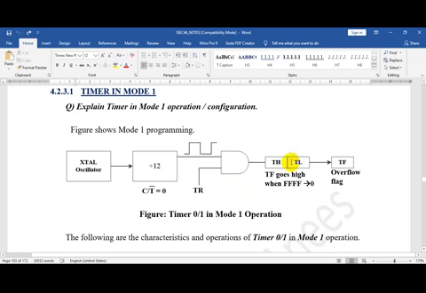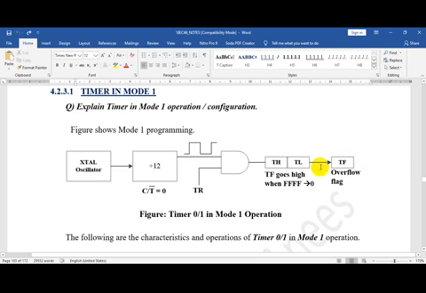So what will you do? You will load the required value in TH and TL register. Once you start this timer, that is when you make this bit 1, the timer starts counting up, and when the timer reaches FF and overflows to 0, the timer overflow flag becomes high. It will make this TF bit high. If you are using timer 0, it will make TF0 bit high, and if you are using timer 1, it will make TF1 bit high.